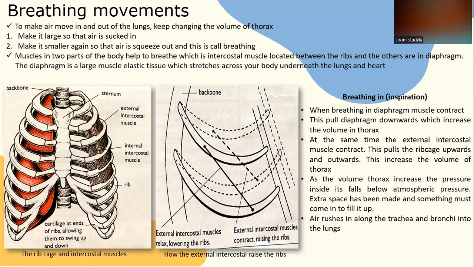Okay, the movement of the intercostal muscles: the external intercostal muscle and internal intercostal muscle. These are two muscles, behind the rib.